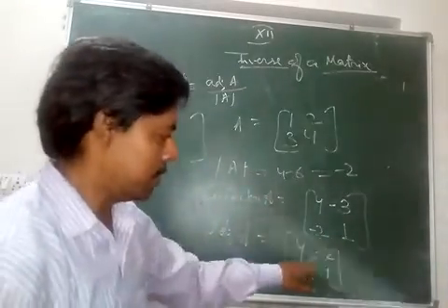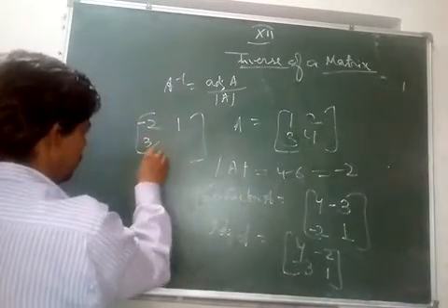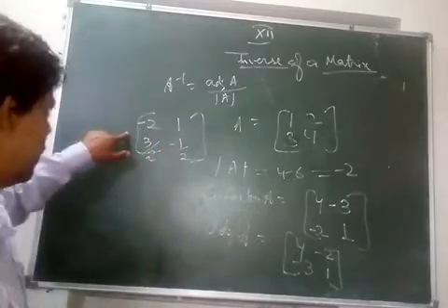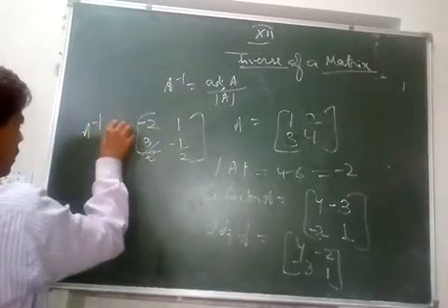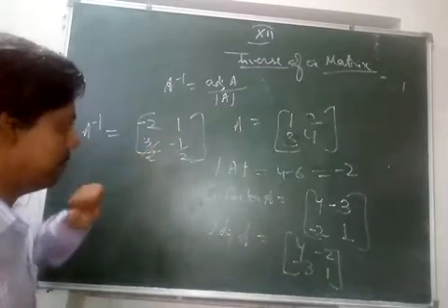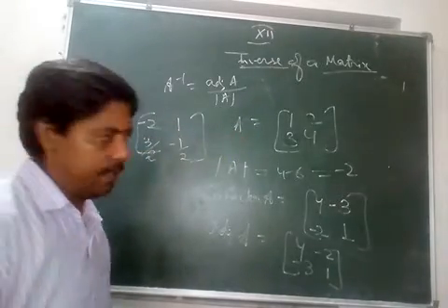4 divided by minus 2 is minus 2. This is 1. This is 3 by 2. And this is minus half. So this matrix is your A inverse. A inverse is minus 2, 1, 3 by 2, minus half. Now if you multiply A and A inverse, you will get I. So let us check.